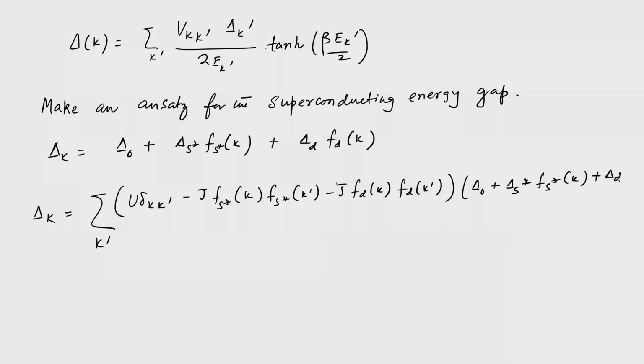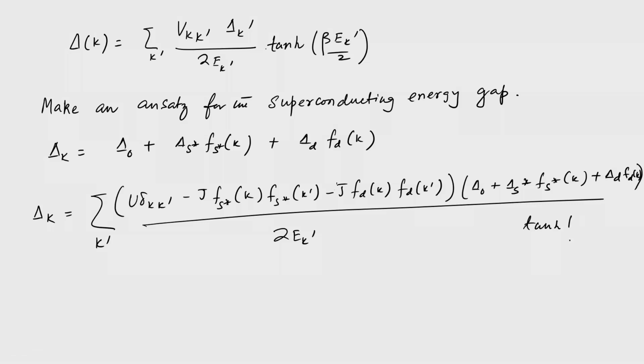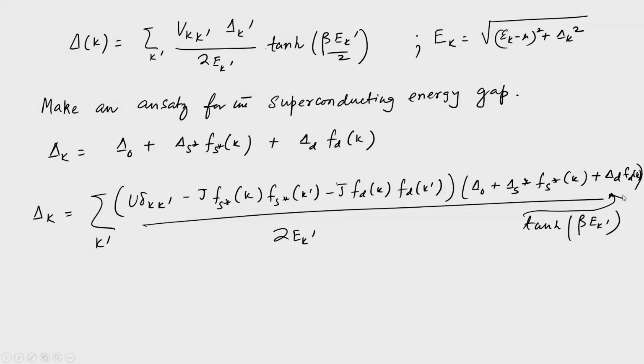plus a delta d f d k and so on, and then of course, there is a 2 f e k prime and a tan hyperbolic beta e k prime, where of course, your e k prime is equal to root over epsilon k minus mu plus a delta k square. Of course, this tan hyperbolic would come here. I mean, it is not in the denominator, it is in the numerator. So, this is in the numerator.